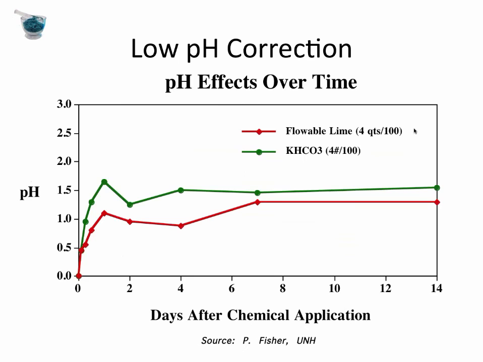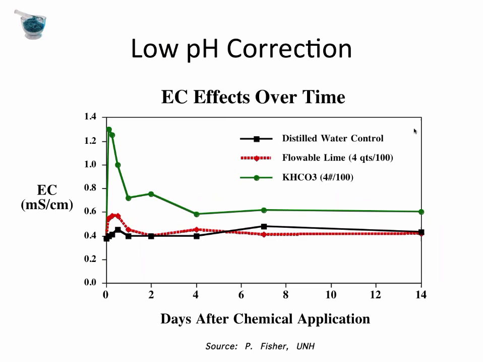Here's a look at just over time that Paul Fisher did. Initially it comes up very quickly, so you can retest in 2 days to make sure things are where they need to be, and then it holds for a few days. Now, after about 2 weeks, you might have to reapply because most of these products are not overly long-lasting. And here's the information looking at the EC, and the green line, that initial blip going up, is because of the high EC content of that potassium bicarbonate, and that's why one needs to leach it to get it back down. With a flowable lime product, you do not see that increase of EC on those plants.